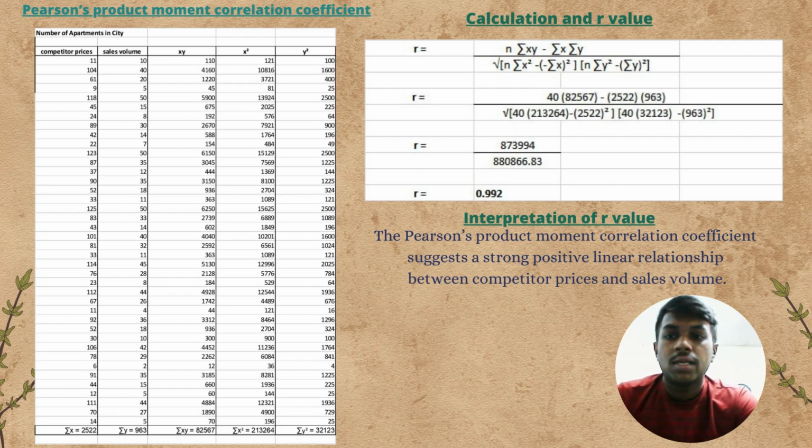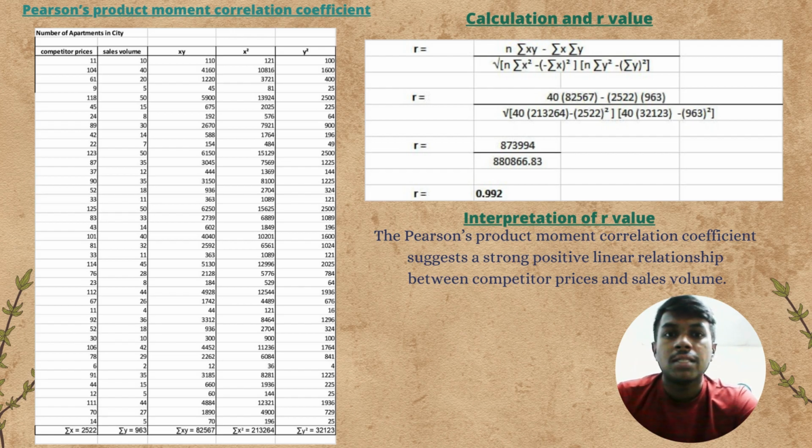The sum of x is 2522. The sum of y is 963. The sum of xy is 82567. The sum of x squared is 213264. The sum of y squared is 321123.